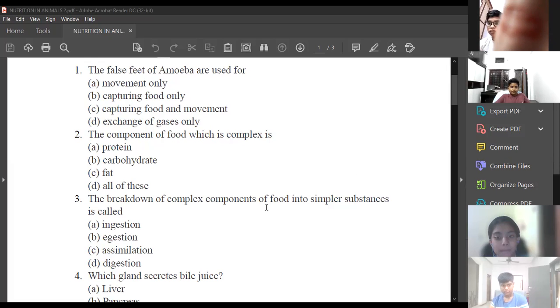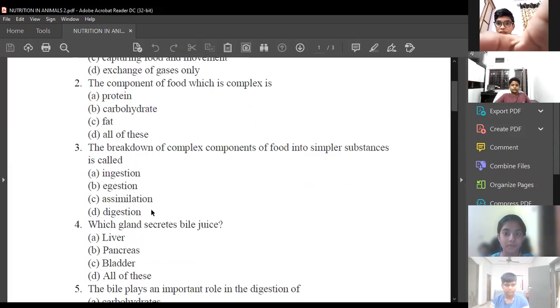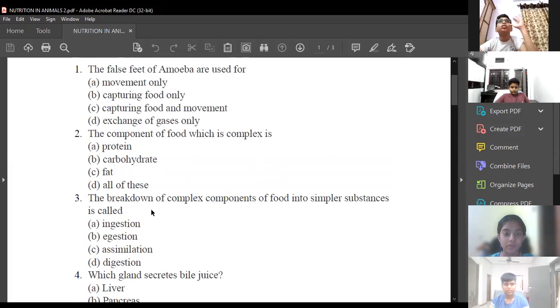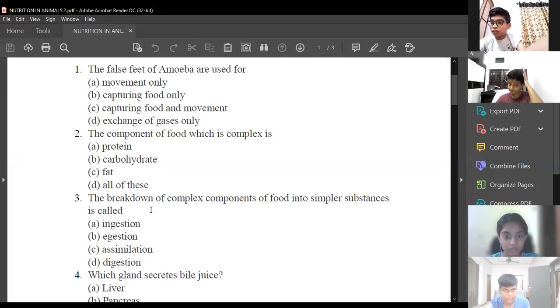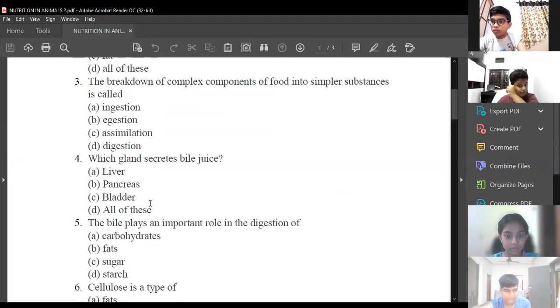Next, Sri Vallabham, what is the answer to the third one? Sir, it's digestion. The breakdown of complex components of food into simpler substances is called digestion. Yeah, good. Okay. Shiva, next answer, fourth one.